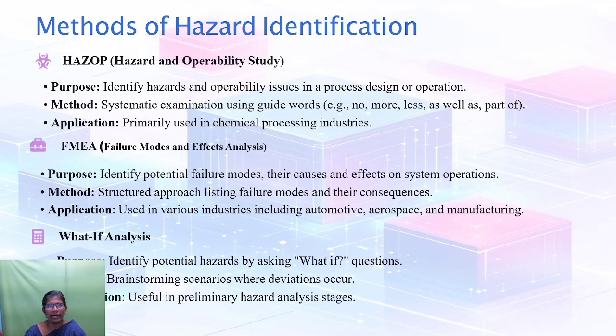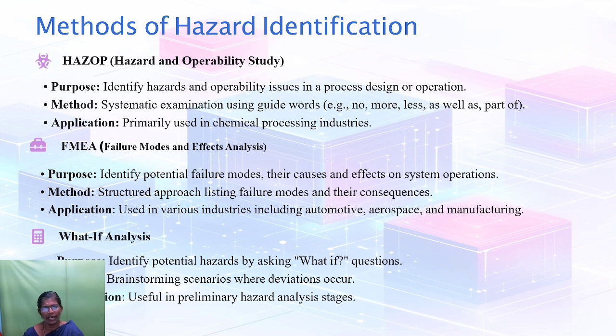And the next slide is about the methods of hazard identification. There are various methods, about 9 methods are mentioned here. First method is hazard and operability study. In this method, it is a systematic examination using guide words such as no, more, less and the like. The purpose of this method is identifying the hazards and operability issues in any design or in operation. This is primarily used in the chemical processing industries.